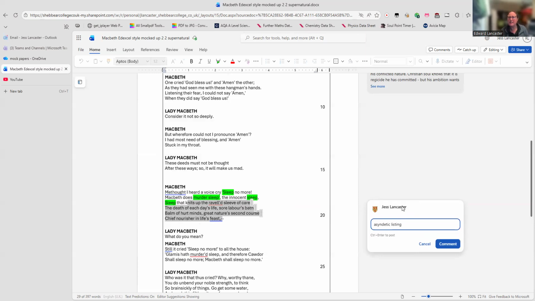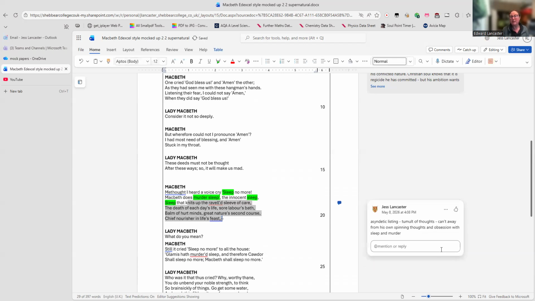And that's that idea of listing that has no 'and' or connective between it. So you get this tumult of thoughts outpouring from Macbeth. He can't get away from his own thinking, and they're spinning. And he's obsessing over this idea of sleep and murder, because he knows he has done wrong. And we're seeing a Macbeth who is just at his wit's end already, and it's too late. He's murdered. He knows he can't go back on this. So he's absolutely stuck because he's done the deed.